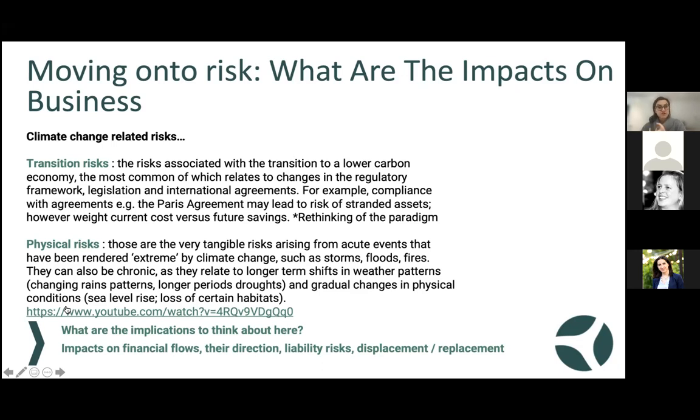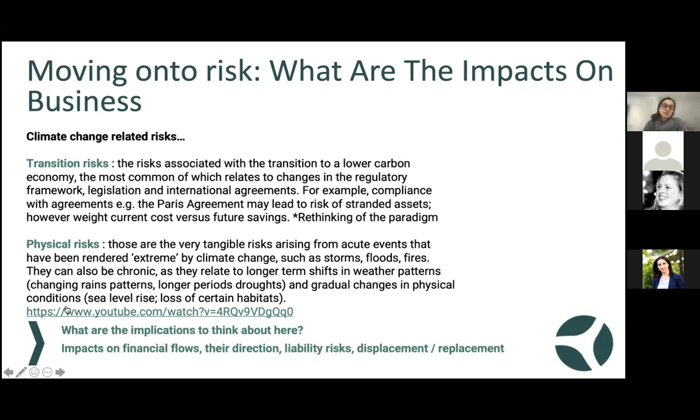Physical risks are instead the very tangible physical risks that you see. An infrastructure, a building is destroyed, a port is destroyed, for example. And these risks can arise because of extreme events. And those events can be chronic or acute. A chronic event is an event that is caused by climate change, but is long lasting in nature. So for example, soil erosion because of protracted heat waves.